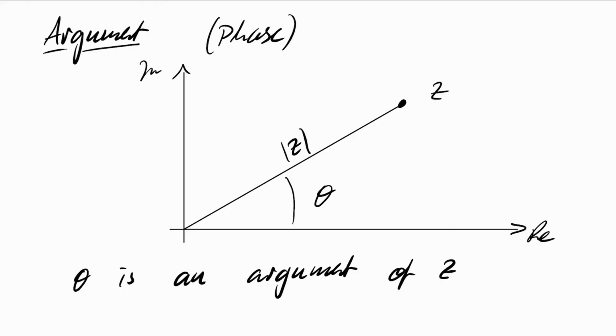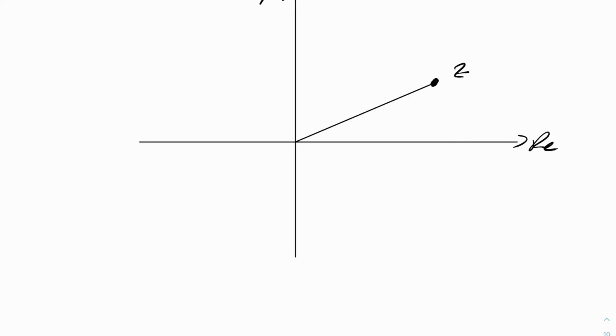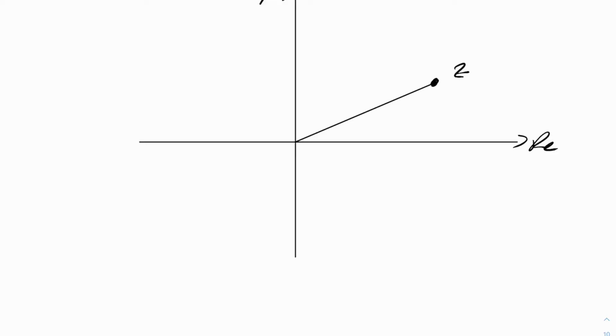I can add on multiples of 2 pi in order to specify where the point z is in the complex plane, in terms of locating the line joining the number z to the origin. Let me just give an example of why this is the case. Let's take the number z. Now we've seen that the number theta from the positive real axis anti-clockwise to the number z is an argument. In fact, it's called the principal argument of the number z.